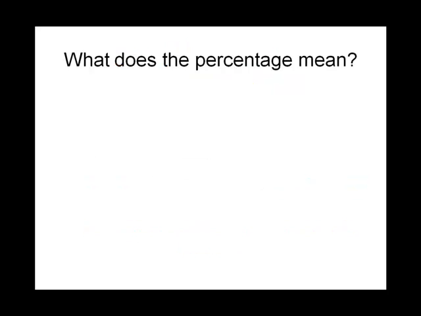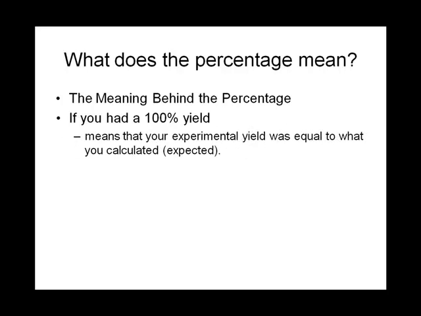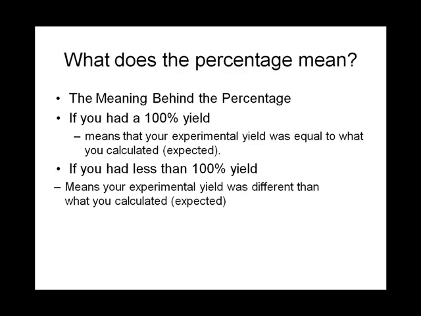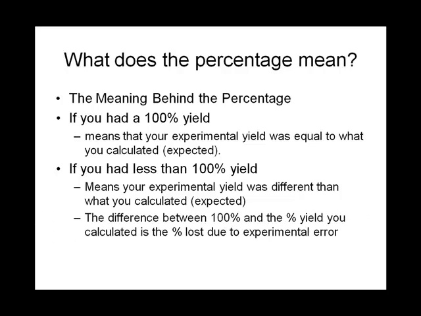So what does this all mean? Well, the meaning behind the percentage is if you had a 100% yield, this means that your experimental yield was equal to what you calculated or what you expected. If you had less than 100%, then that means that your experimental yield was slightly different than what you actually expected to get or calculated. The difference between 100% and the percent yield you calculated is the percent lost due to experimental error.